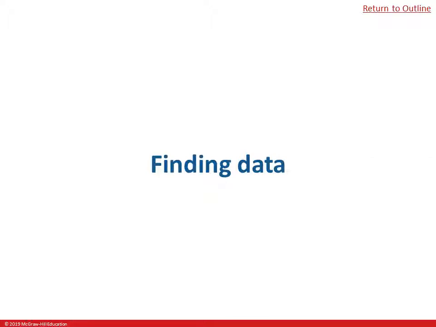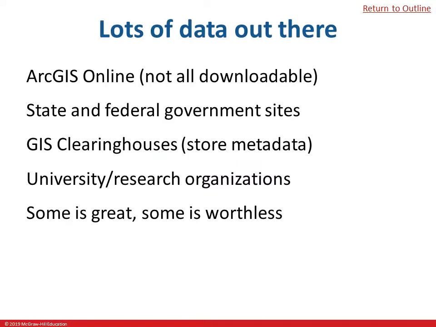Now, speaking of which, that takes us to the first topic here: finding data. How do you find data? There's lots of data out there. ArcGIS Online has a great deal of data. Not all of it can be downloaded. State and federal government sites have tons of data. Biggest problem? They don't all operate off of the same sort of interface, and so there's a steep learning curve. Every state or federal agency that you go to get data from is different, and so figuring out how to do it is a learning process every time you change agencies or government entities.